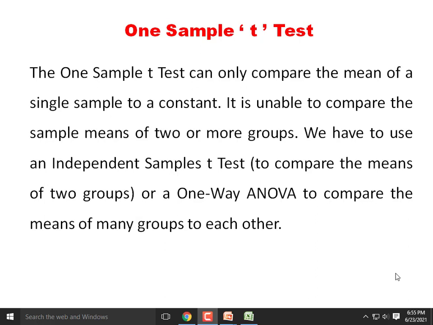Welcome you all. In this video, we are going to discuss the one sample t-test. The one sample t-test can only compare the mean of a single sample to a constant. It is unable to compare the sample means of two or more groups. We have to use an independent sample t-test or one-way ANOVA to compare means of two or many groups to each other.